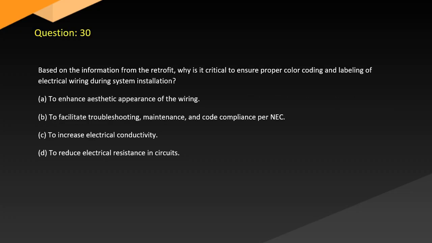Question 30. Based on the information from the retrofit, why is it critical to ensure proper color coding and labeling of electrical wiring during system installation? A. To enhance aesthetic appearance of the wiring. B. To facilitate troubleshooting, maintenance, and code compliance per NEC. C. To increase electrical conductivity. D. To reduce electrical resistance in circuits.